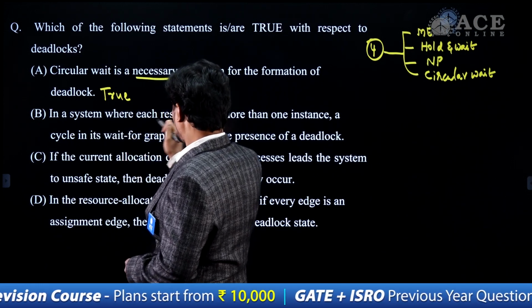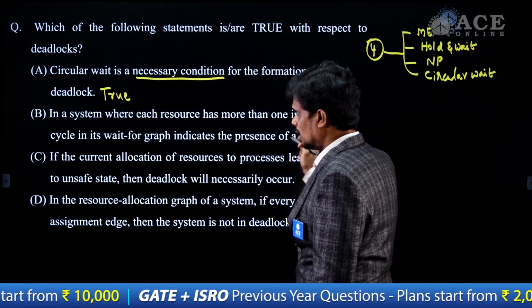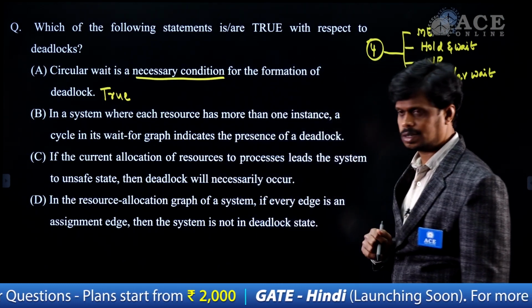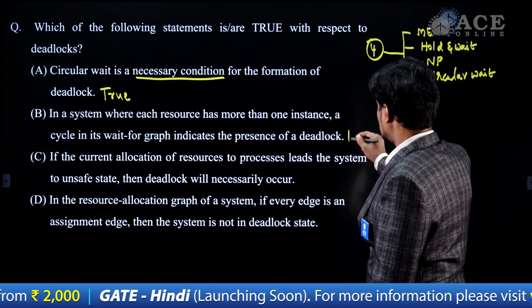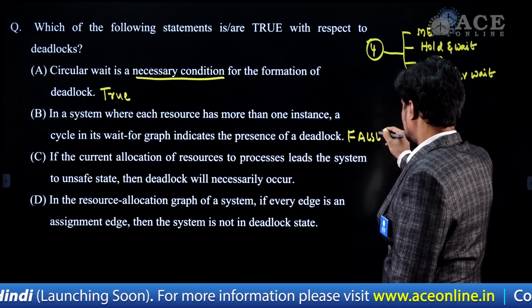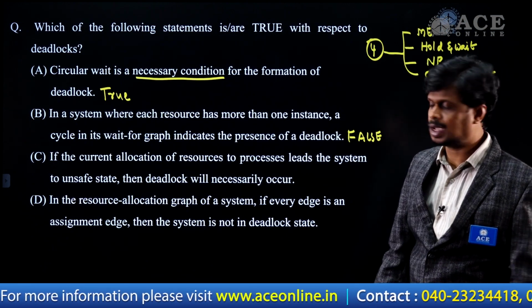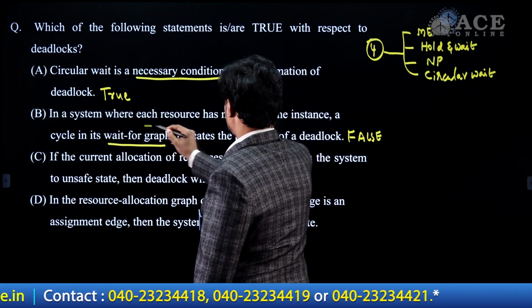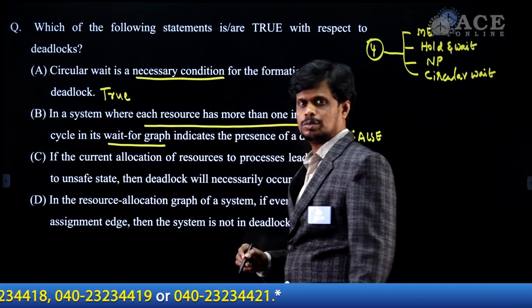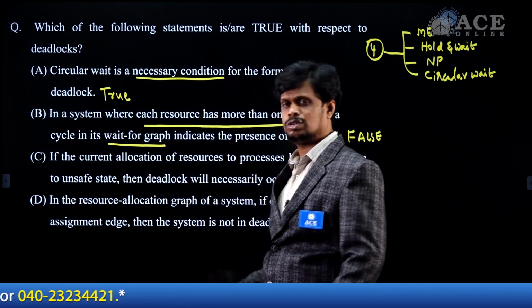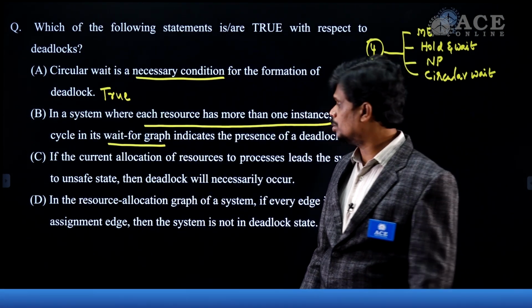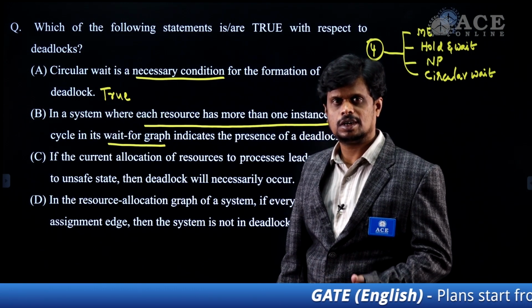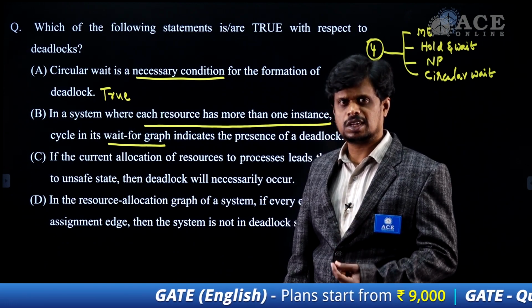In a system where each resource has more than one instance, a cycle in its wait-for graph indicates the presence of deadlock. So is this statement true? No, this statement is false. Why is it false? Because of the wait-for graph and each resource having more than one instance. Basically this wait-for graph is used for detecting the deadlock when the resource has a single instance.